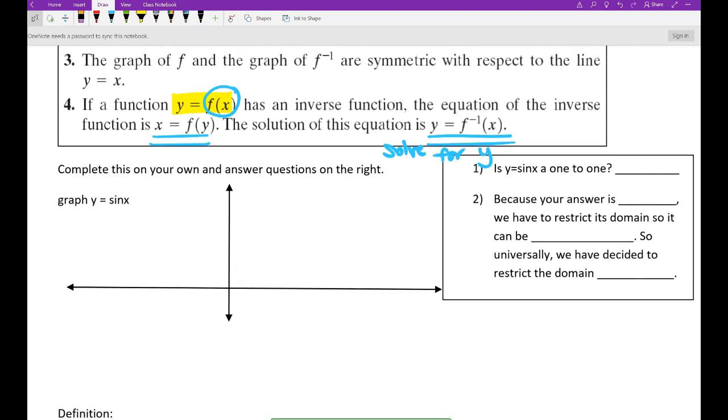Complete this on your own and answer the questions on the right. So here we go. I'm going to ask you to graph y equals sine of x. I want you to go as far out as 2 pi to the right and negative 2 pi to the left. Go up as high as 1, as low as negative 1. Okay, so you and your team, graph it out. Make sure you make equal intervals for graphing. If you don't remember, just ask your peers.